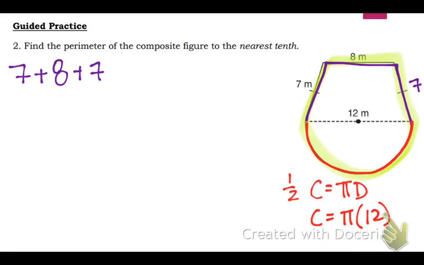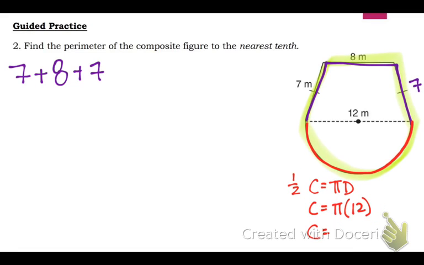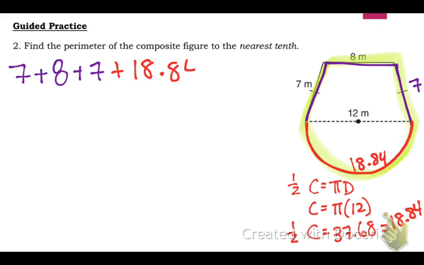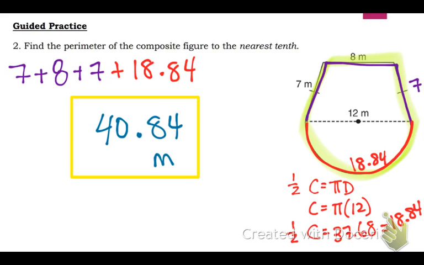All right, what is pi times 12? 37.68. But that would be the entire circle, so we need only half of that. 18.84. Perfect. So we're going to add it in. So, what is it, 40.84 meters. Perfect.